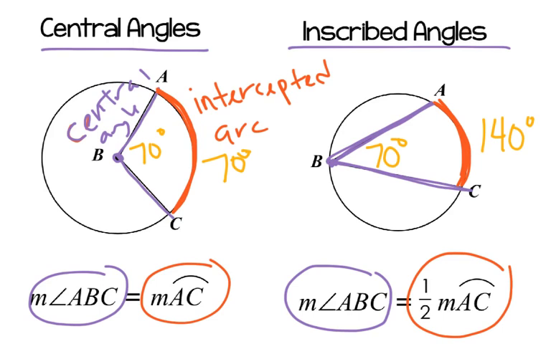You have to know the vocabulary, and then you have to know the rule that goes along with them. So you have to know the central angle has a vertex at the center, and a central angle and an intercepted arc are equal to each other. And then for inscribed angles, the vertex is on the circle, and you have to know that an inscribed angle is equal to half the intercepted arc. So that's the difference between those two.